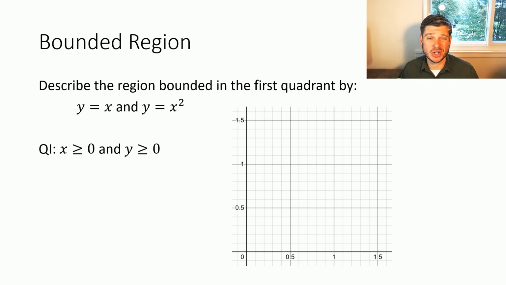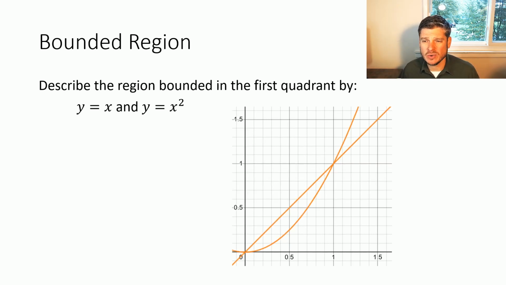And of course, quadrant 1 is when x is greater than or equal to 0, and y is greater than or equal to 0. We have just positive values for x and y. And what is that region that's going to be bounded? Okay, so let's graph our two curves. We have y equals x and y equals x squared. Well, where's the bounded part in this particular picture? The bounded part is just that region right there. That's the part that's bounded. There's my region D.